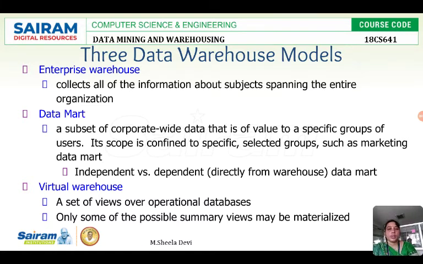The third model is the virtual warehouse. As the name suggests, virtual is nothing but not real. We are not going to create the data warehouse at all, but we are going to use the operational database and provide a multidimensional view as though a data warehouse is given. But we don't have the data warehouse. Our operational database will act as a data warehouse by providing a set of views to the users or decision makers. Only some of the possible summary views may be materialized.